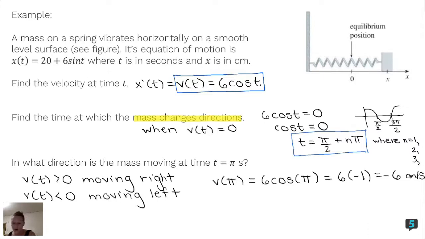But what's important to us here, because we're trying to answer whether this mass is moving left or right, is that this is a negative 6. So because it's a negative 6, we know that this is moving to the left. Boom. What questions do you have on that one?